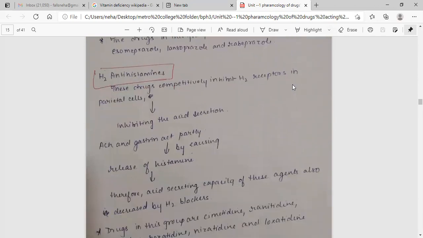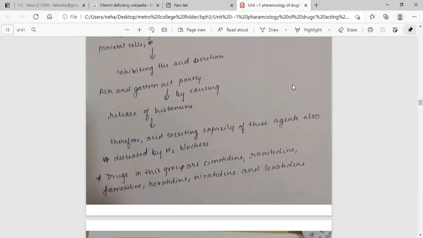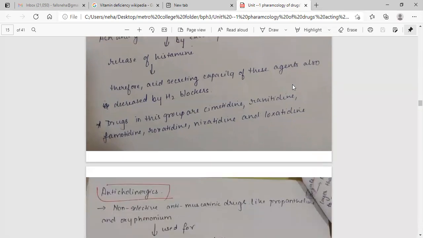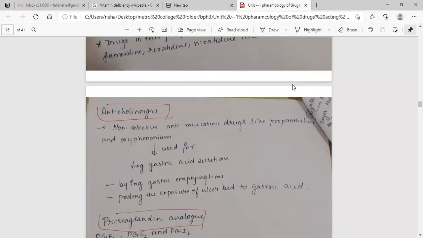H2 antihistamines. These drugs competitively inhibit the H2 receptor in parietal cells, inhibiting acid secretion. Acetylcholine and gastrin act partly by causing release of histamine, therefore acid secreting capacity of these agents is also decreased by H2 blockers. Drugs in this group are cimetidine, ranitidine, famotidine, roxatidine, nizatidine, and loxatidine.